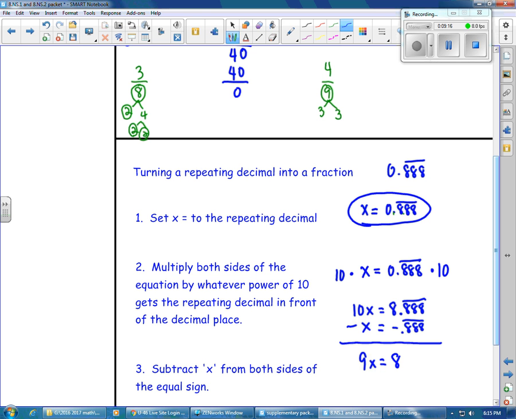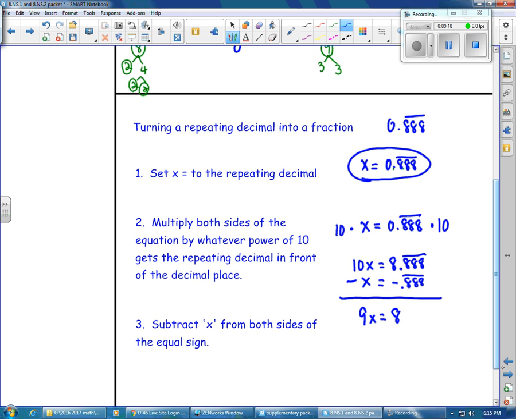Now I want my x by itself, so I'm going to divide by 9, and x equals 8/9. That's how I convert a repeating decimal. And hopefully you have the steps written down here and it's making sense to you. Let's go back and we'll try another one.